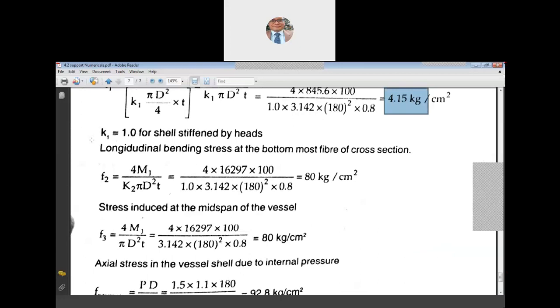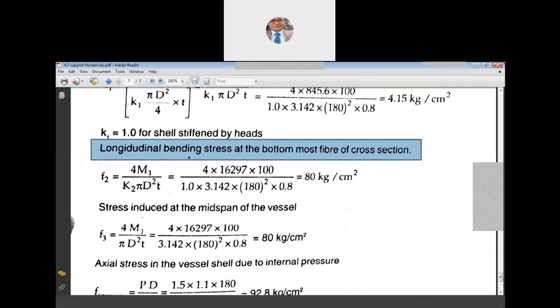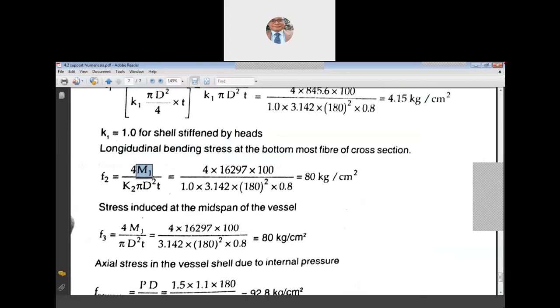Then next is longitudinal stresses at the bottommost cross section. So this incorporates the M1 value, and it is M1 upon K2 into pi by 4 D square into T. So its value comes as 80 kgs per centimeter square. The next is the stresses induced at the mid span of the vessel, and this also includes the M1 value. So F3, which is equal to M1 upon pi by 4 D square into 2 into T, also comes as 80 kgs per centimeter square.